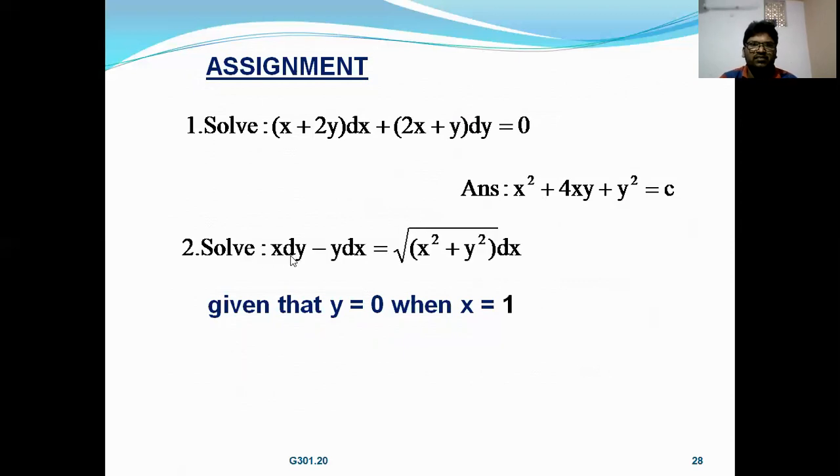Okay, the second problem is x dy minus y dx is equal to under root of x square plus y square into dx, given that y is equal to 0 when x is equal to 1. So the conditions are also given here. Now you have to solve this equation. You will get the solution y plus under root of x square plus y square is equal to x square. So this is the solution for the second question. I hope you can solve these problems by using the problems we have solved in the session.